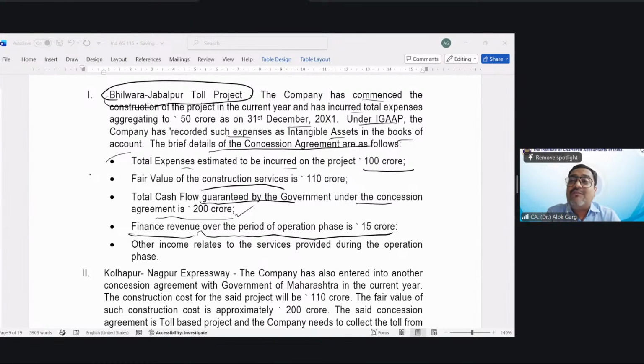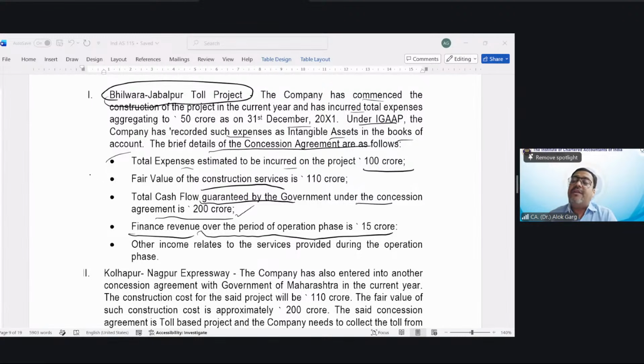Question number one: at what value will you debit your financial asset? You spent 100 crore rupees. The fair value is 110 crore rupees. There are two phases, construction phase and operation and maintenance phase. So you have to recognize revenue in both phases. Whatever money you have spent, you have to recover it. The revenue has to be recognized at fair value. What is the fair value of the construction phase? It is 110 crores. So the first entry will be financial asset account debit to construction revenue.